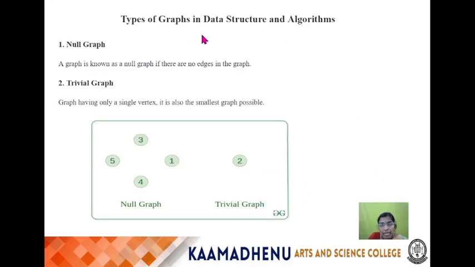So these are types of graphs in data structure and algorithms. First one is null graph. A graph is known as a null graph if there are no edges in the graph. Then second one is trivial graph. Graph having only a single vertex. It is also the smallest graph possible. So this is the trivial graph. So these are the representation of null graph and trivial graph.